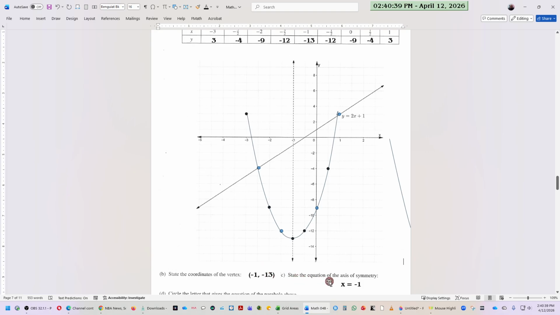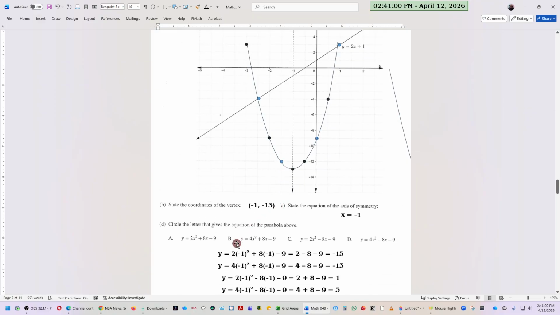Now this one is asking for the equation of the line of symmetry. That's this dotted line. Notice it passes through -1 on the x-axis, so x is equal to -1.